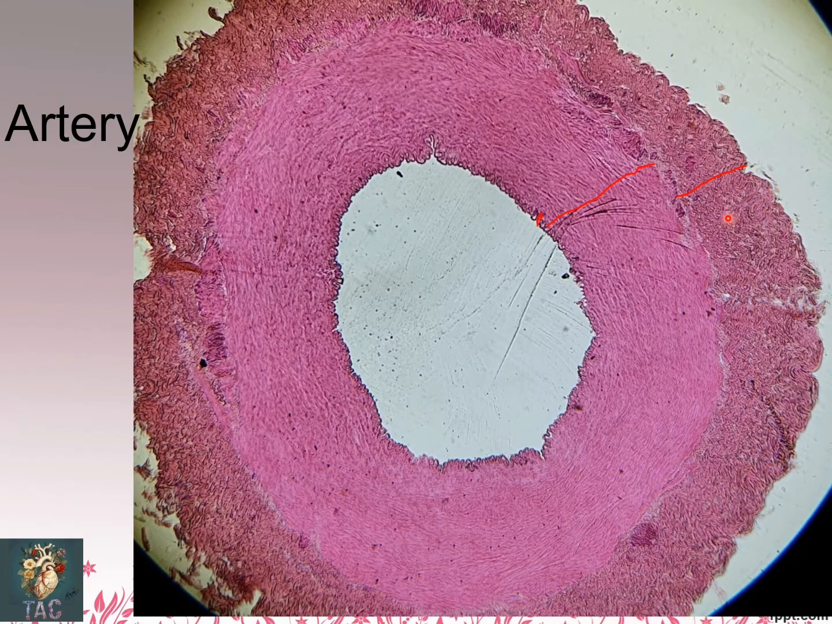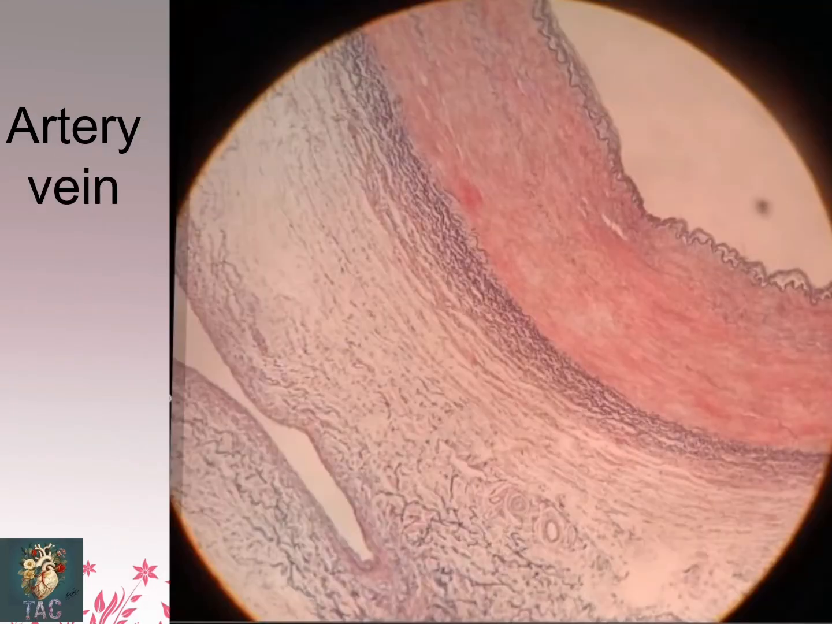And outer to this is tunica adventitia, which is moderately dense connective tissue containing a large number of elastic and collagen fiber. So these are the three coats of the medium sized artery. You can also label it as muscular artery. This is another section.